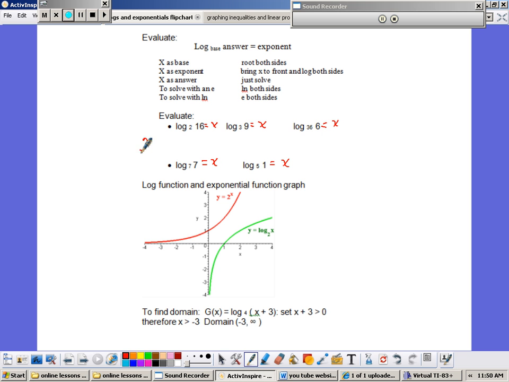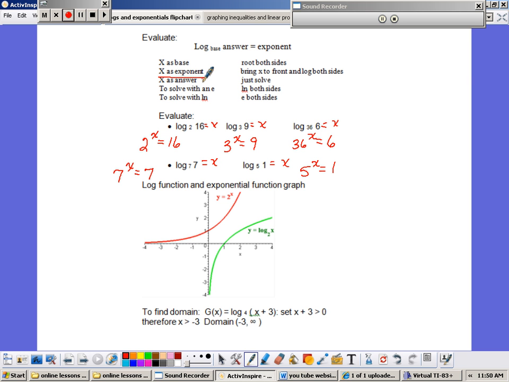Okay, so 2 is my base, x is my exponent, 16 is my answer. 3 is my base, x is my exponent, 9 is my answer. 36 is my base, x is my exponent, 6 is my answer. 7 is my base, x is my exponent, 7 is my answer. 5 is my base, x is my exponent, 1 is my answer. Now, notice all my x's are in the exponent.